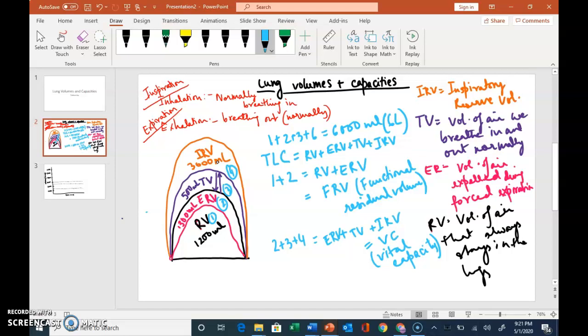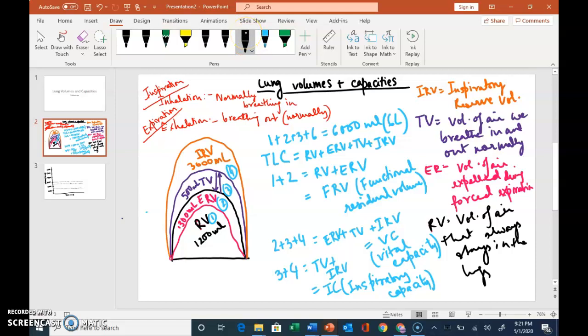Okay. Now, last thing, what if I add IRV plus TV, which is 3 plus 4? 3 is TV plus IRV. This is your IC, or inspiratory capacity. Class, 4 volumes and 4 capacities, you must remember.